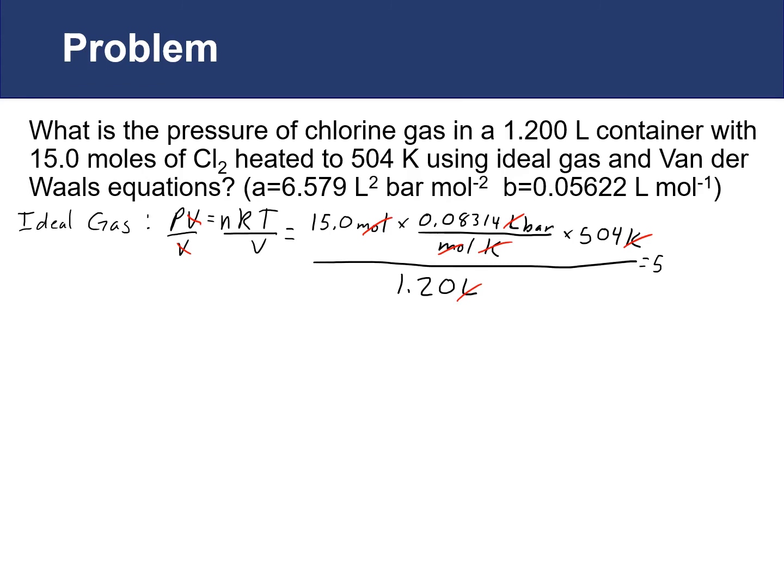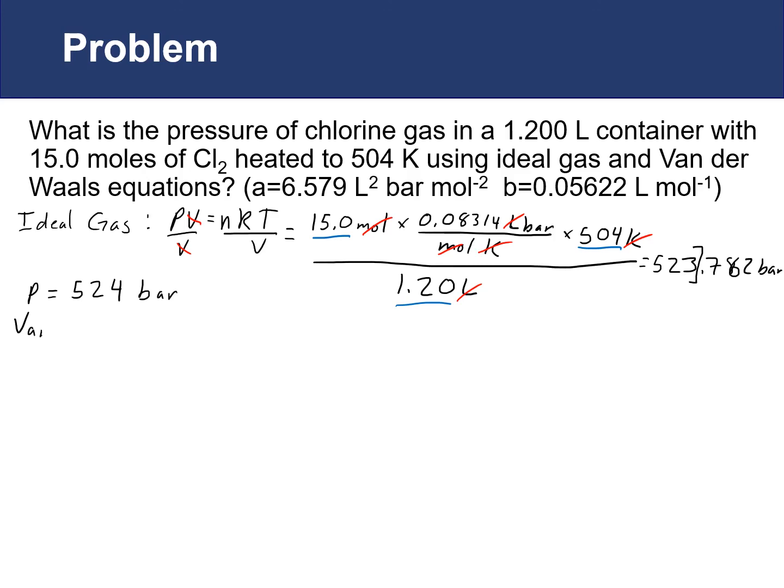This will equal 523.782 bar. In terms of our significant figures, our moles has 3, our volume has 3, and our temperature has 3. And so our end answer will have 3 significant figures. So our pressure for ideal gas would be 524, because the 7 rounds up, bar. This is the pressure we would expect using the ideal gas equation.